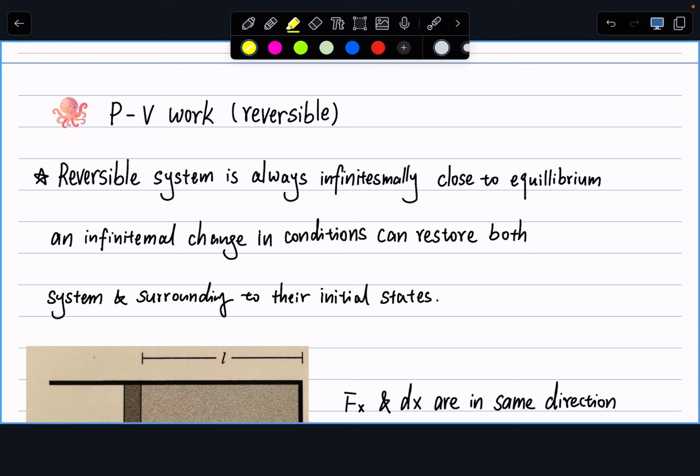But here is our first encounter of the definition of reversibility. I want to read this slowly and make sure you know that when we're talking about a reversible system, we're saying a reversible system is always infinitesimally close to equilibrium. Any infinitesimal changes in conditions will restore both the system and surroundings to their initial states. Or, the other way to put it in your textbook, when a process is very slow, or something is moving at a very slow rate, that's normally saying we're talking about a reversible system.